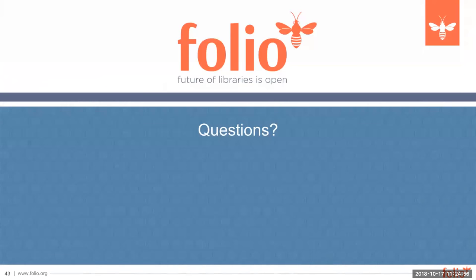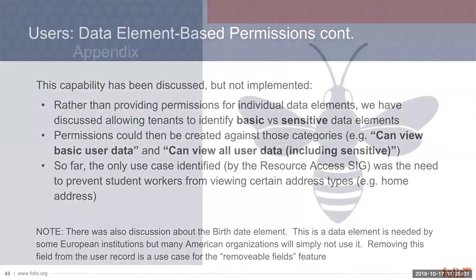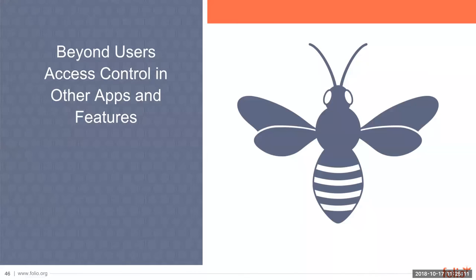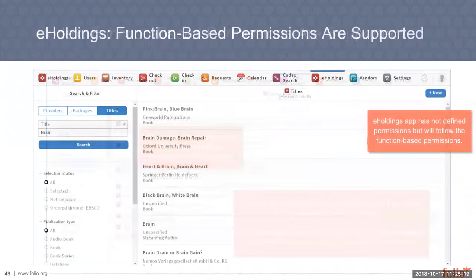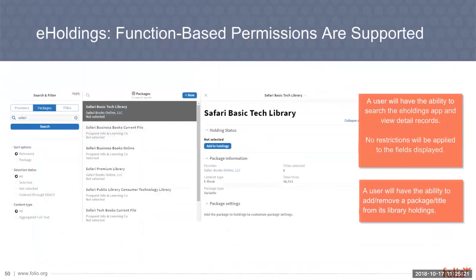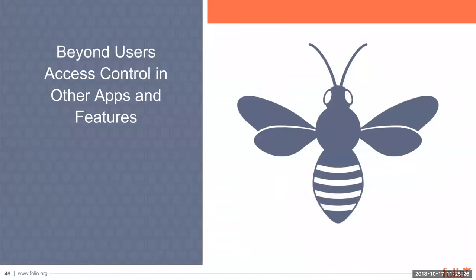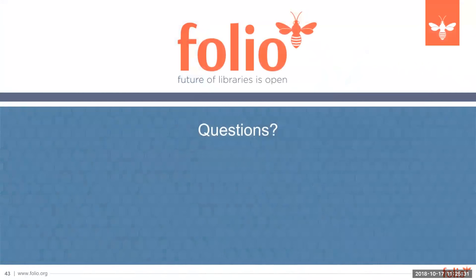Before I pause for questions, I just wanted to show some of the things that are in the appendix for later, if you're interested. Here are some of our thoughts on how we might support data element-based permissions. And then you can see screenshots of all the different apps and how permissions are working in these apps, Codex, Inventory, eHoldings, and so on. There's a lot of good stuff in the appendix there. But that's really all I wanted to cover today. So I will pause now and ask if there are any questions.